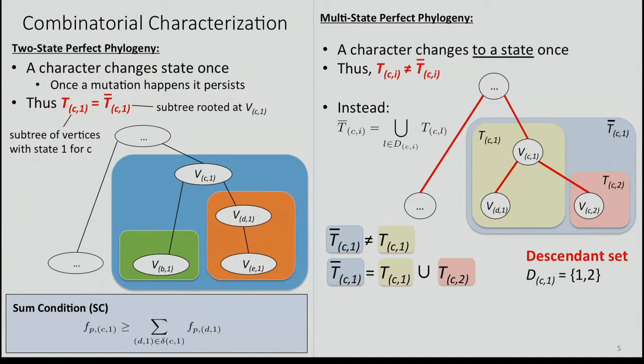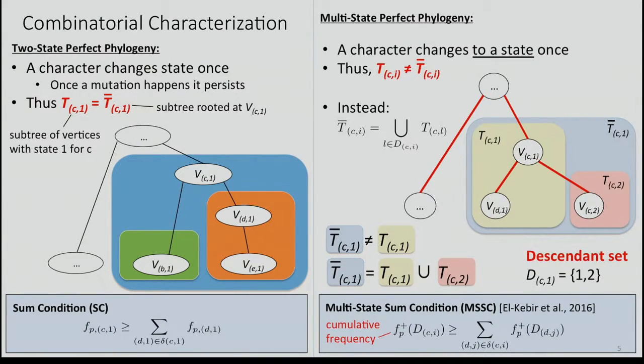So we no longer capture the mass or the sum of the usages of the subtree rooted at a vertex. If we want to do that, we have to look at descendant sets. If I look at this vertex over here, I see that I have a descendant state 2. By incorporating those, I can still arrive at the subtree rooted at this vertex as the disjoint union of, in this case, the yellow and the purple subtree. By doing this, I can apply the same trick to obtain a condition on having non-negative usages by requiring that a cumulative frequency, defined using the descendant sets, is at least the sum of the cumulative frequencies of the children. So that's the multistate sum condition.